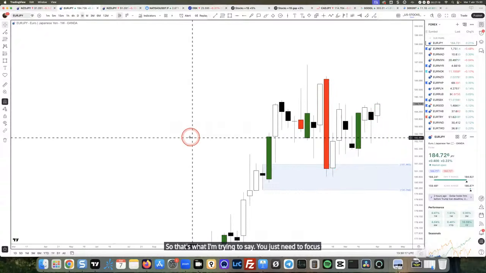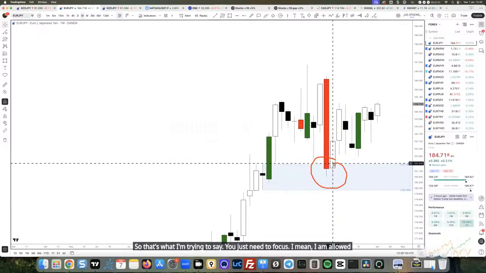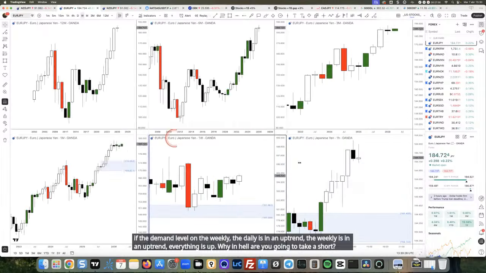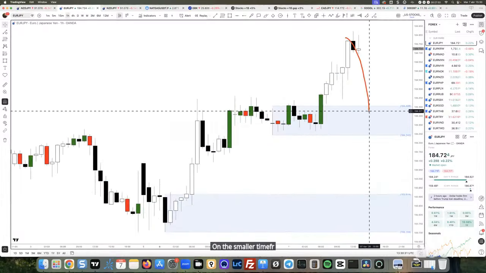If the demand level on the weekly, the daily is in an uptrend, the weekly is in an uptrend, everything is up, why in hell are you going to take a short on the smaller time frames? Why are you going to say, I'm going to go short? No way. No way. Okay.